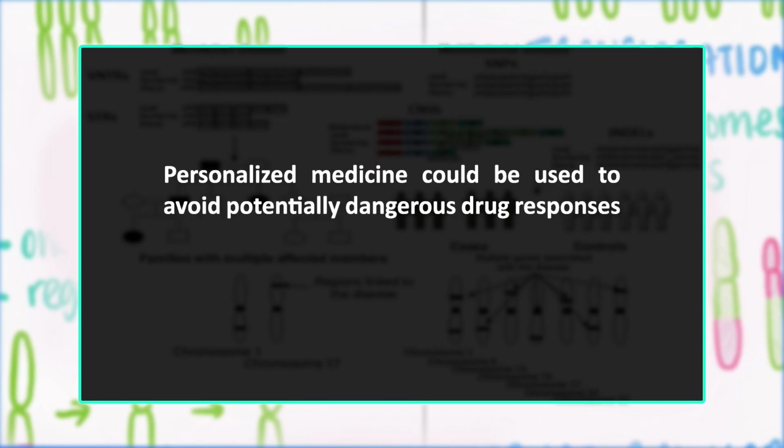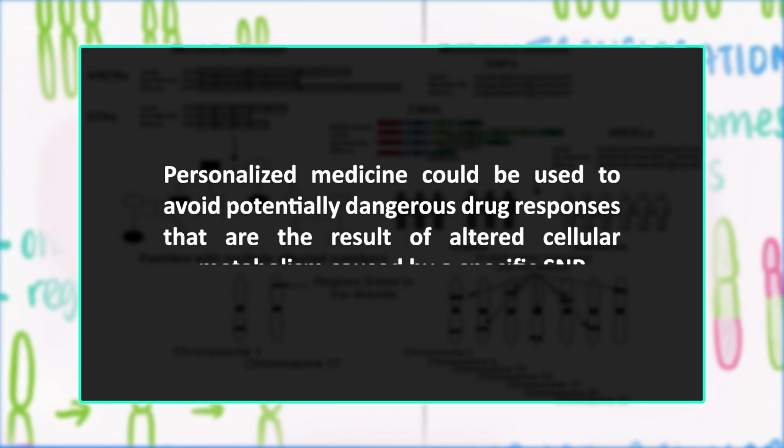In addition, identifying which variations are involved in altering responses to drugs could facilitate the development of personalized medicine or precision medicine. This approach to treatment is based on the concept that genetic screening for specific SNPs in a person's genome can be used to select drugs most appropriate for that individual or a group of individuals. Personalized medicine could be used to avoid potentially dangerous drug responses that are the result of altered cellular metabolism caused by a specific SNP.